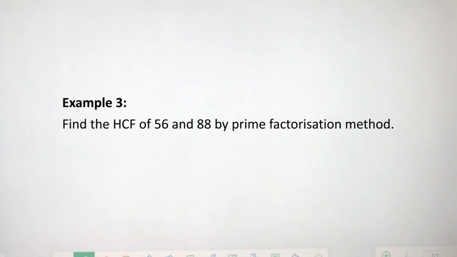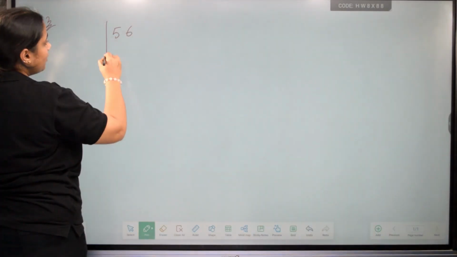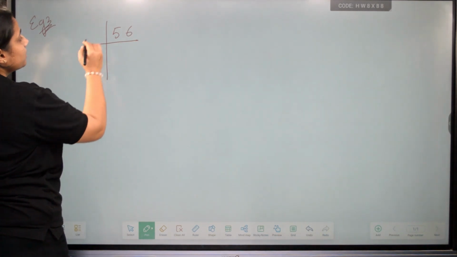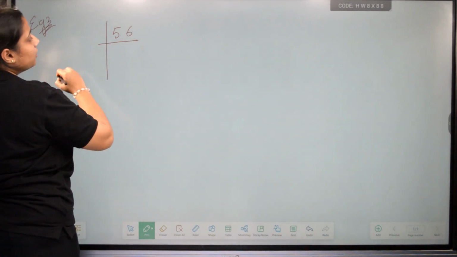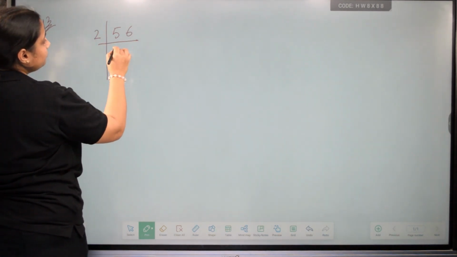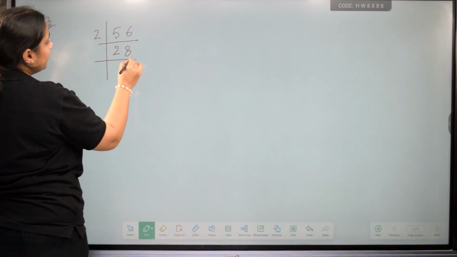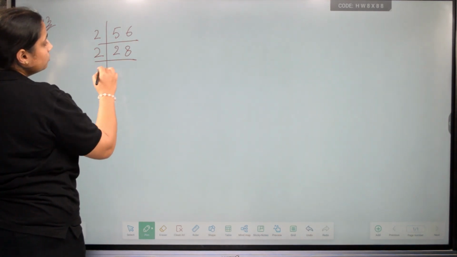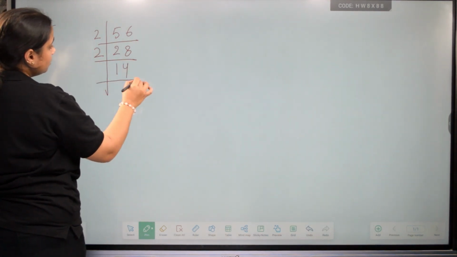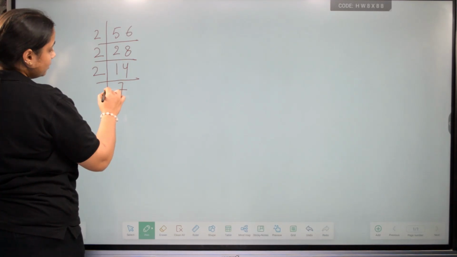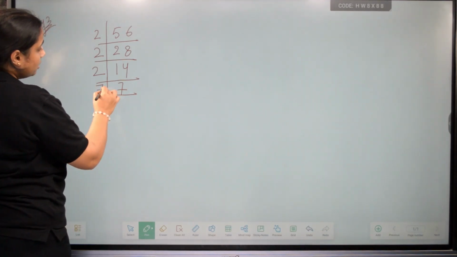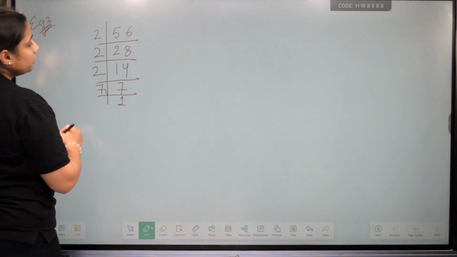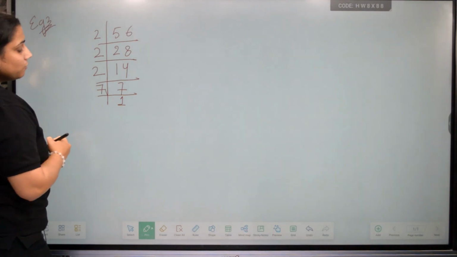Now we have to find the HCF of 56 and 88 using the prime factorization method. Find out the factors of 56. It is an even number. Let's divide it by 2. We'll get 28. Again by 2, 14. Again by 2, we'll get 7. Now it is a prime number, so we'll divide it by itself only. So we'll get 1 here.